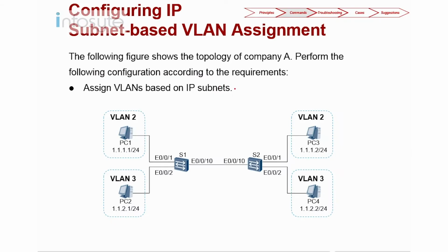enable. So in this exercise we are going to look into another method to assign VLAN. We are going to look into subnet-based VLAN assignment. Just like the earlier lab, instead of using the interface or MAC address, this time we are going to base on the IP subnet. The topology will be exactly the same, so we have VLAN 2 and VLAN 3.